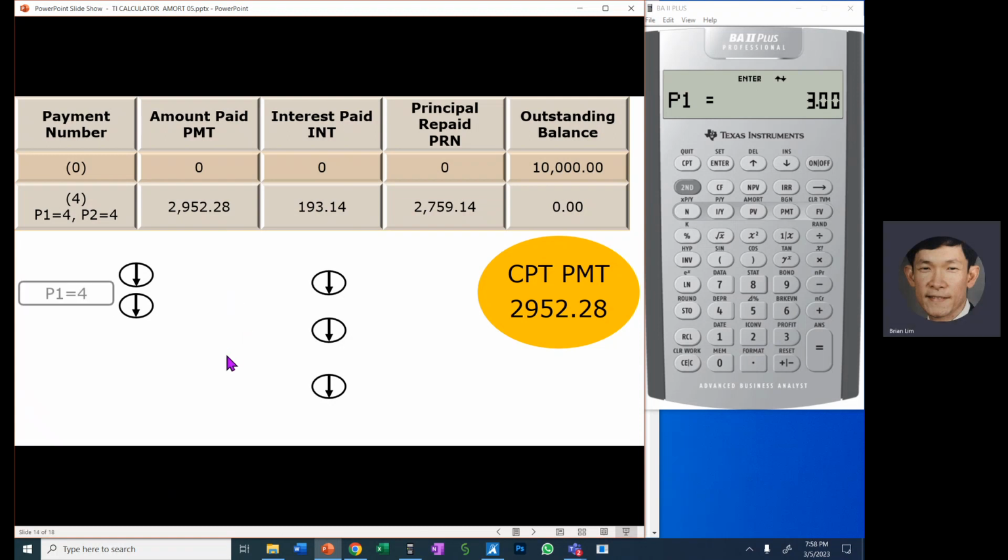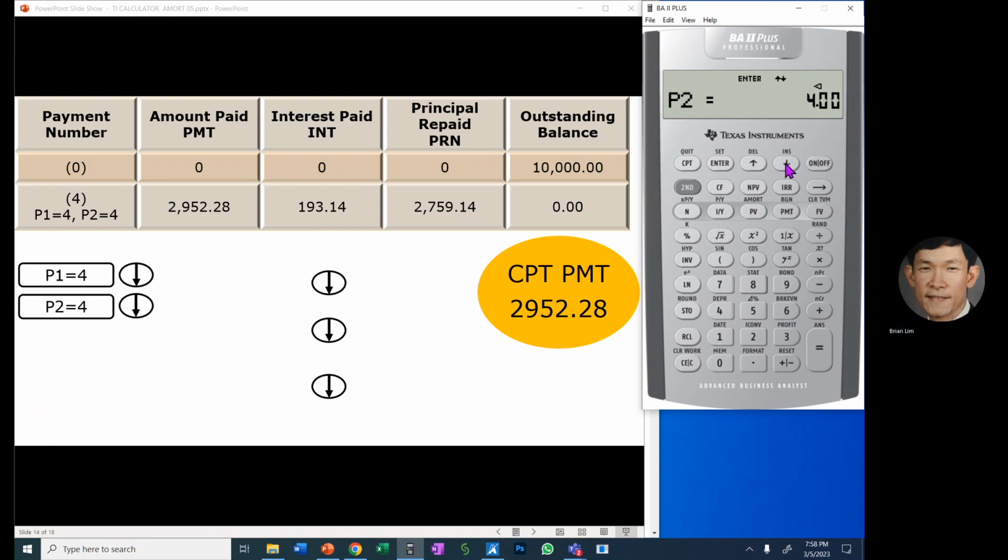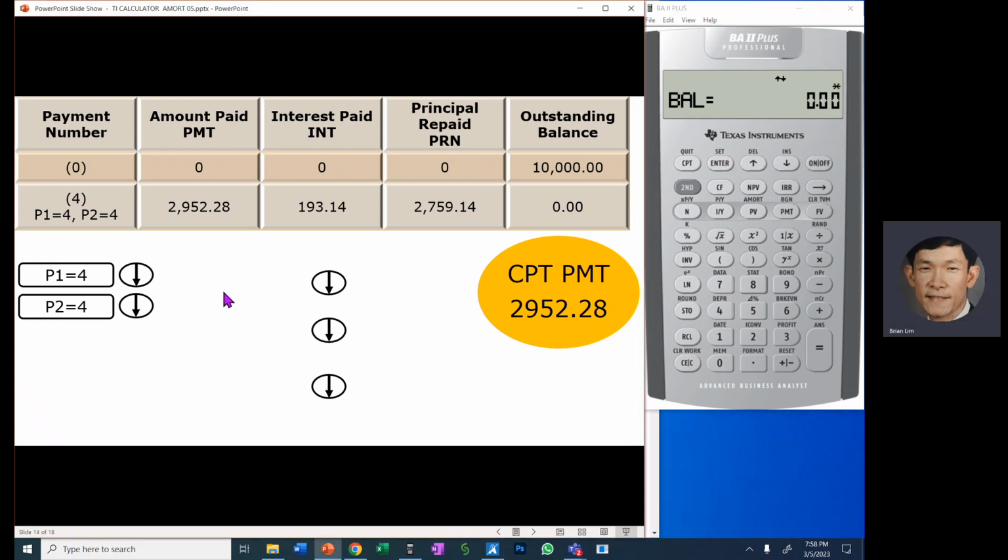All right, so let's start. P1 is 4 and P2 is also 4. So let's enter the value of 4 for P1, and for P2 we enter the value of 4 also. And then we come down and we get the balance, and the balance shows 0, right? And there it is, 0 over there on the schedule.